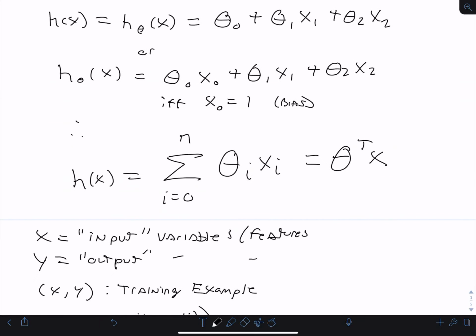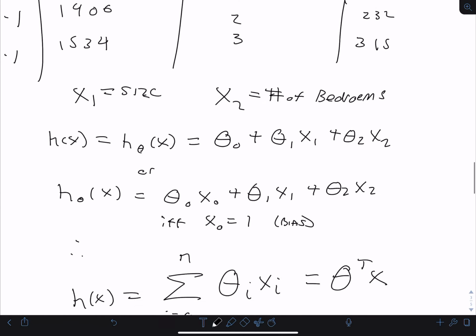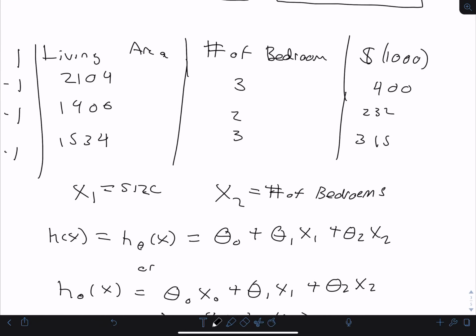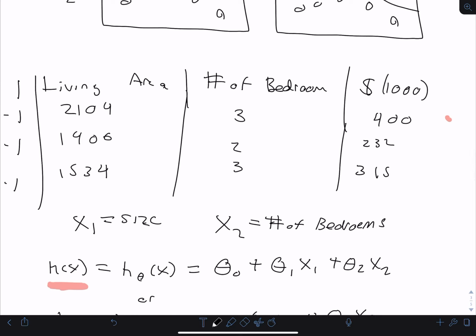So think about this from a math perspective. I'm trying to compute 400, and I have two numbers. I have 2104, and I have 3. What I'm trying to do is get a value here. So this h of x here, for the first example, I want this to be 400. And I have 2104, and I have 3. So mathematically, if I wrote the following equation, 400 is equal to 2104 times theta 1, plus 3 times theta 2, plus theta 0.